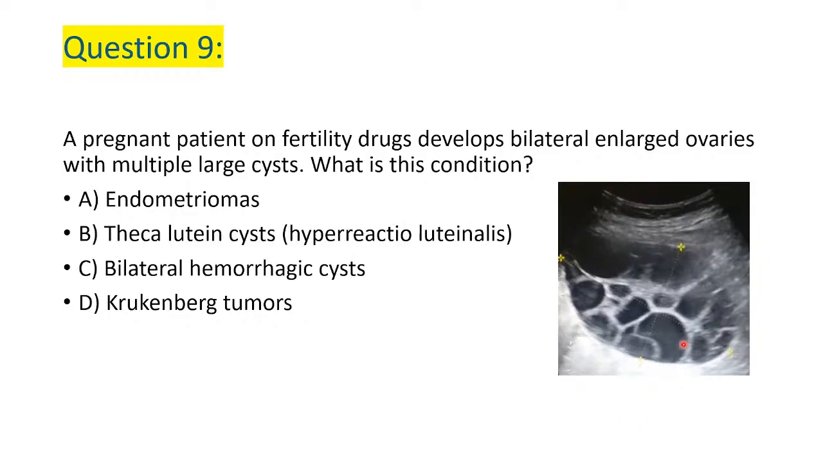So this patient is on fertility drugs. A. Endometriomas. B. Theca lutein cyst, hyperreactio luteinalis. C. Bilateral hemorrhagic cyst. D. Krukenberg tumors.